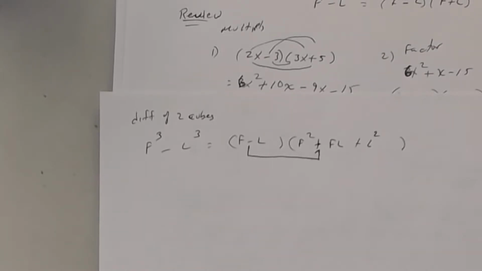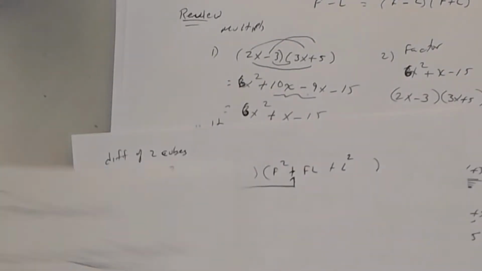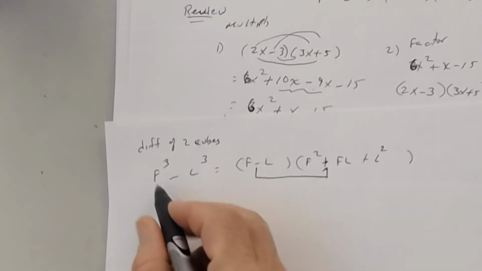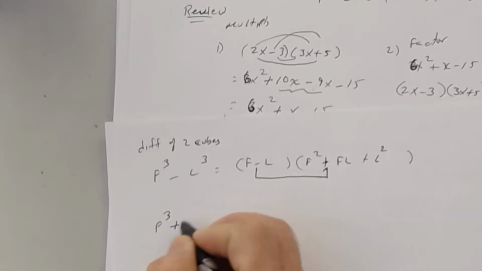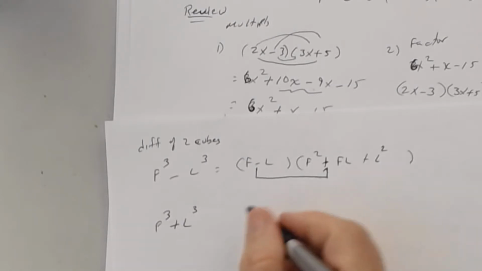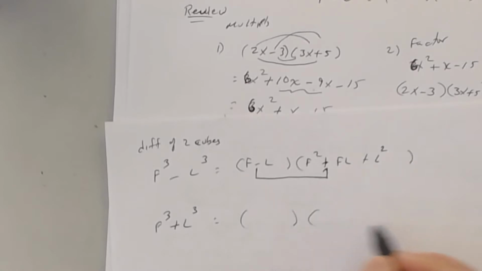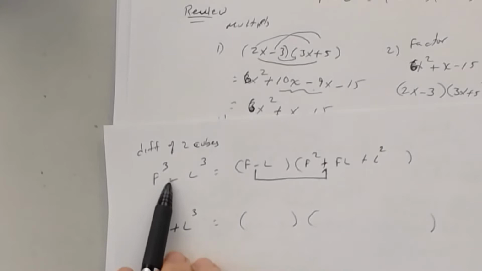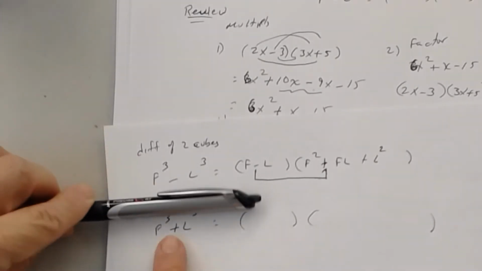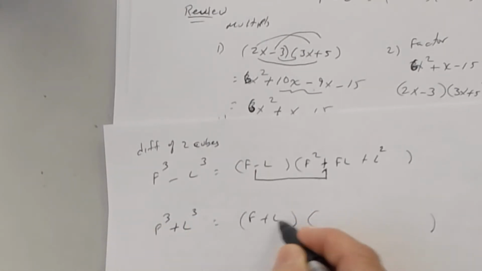We're not going to go through this process to talk about the sum of two cubes, but this idea is the same. So let's talk about the sum of two cubes. So instead of saying F cubed minus L cubed, we're going to say F cubed plus L cubed. And guys, the process is the same. It's a binomial times a what? Trinomial. Just like with the difference of two cubes, if I cover the cubes, what expression do you see? F plus L. So that goes here. F plus L. See the relationship?